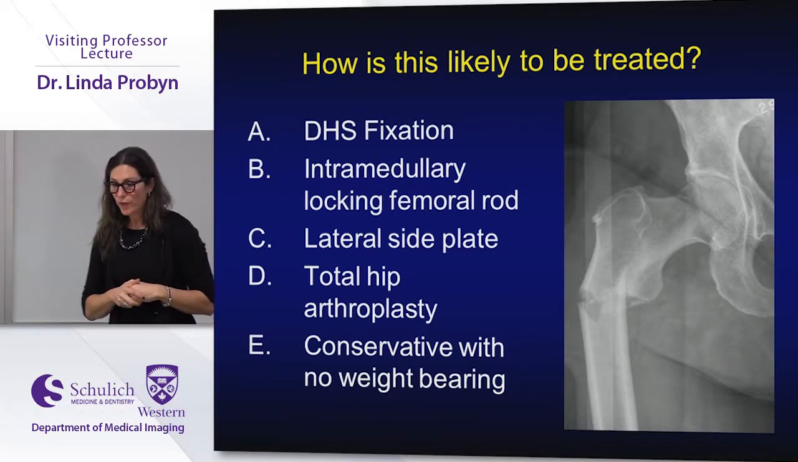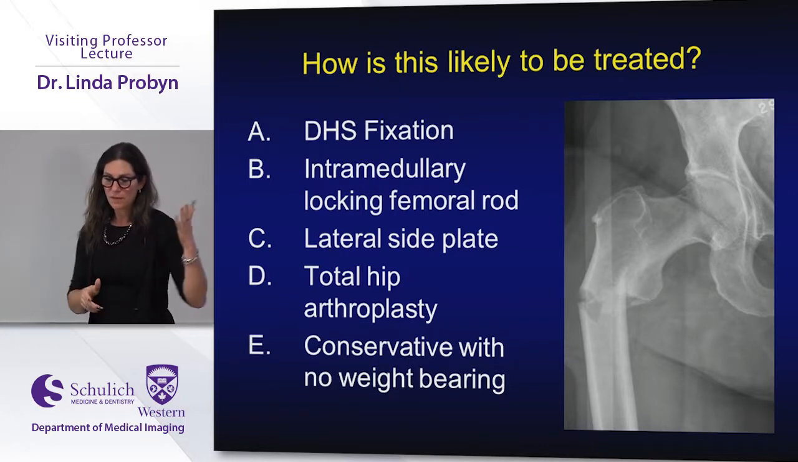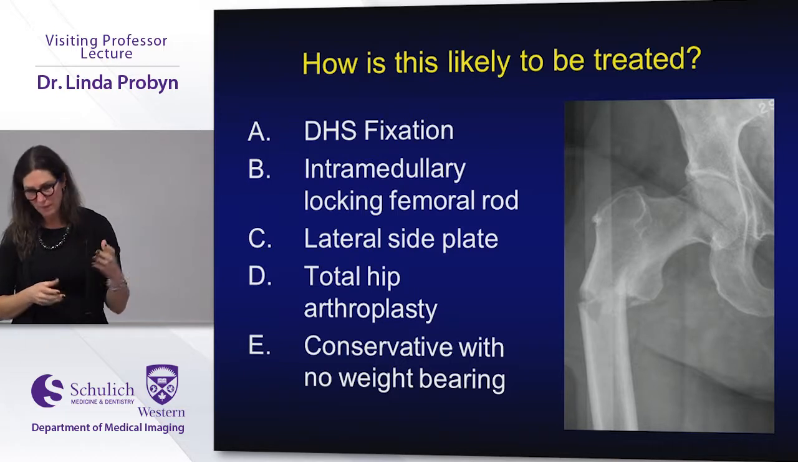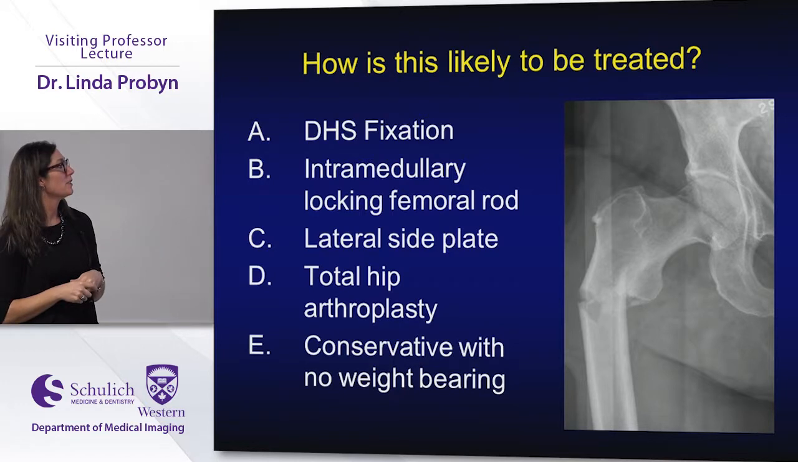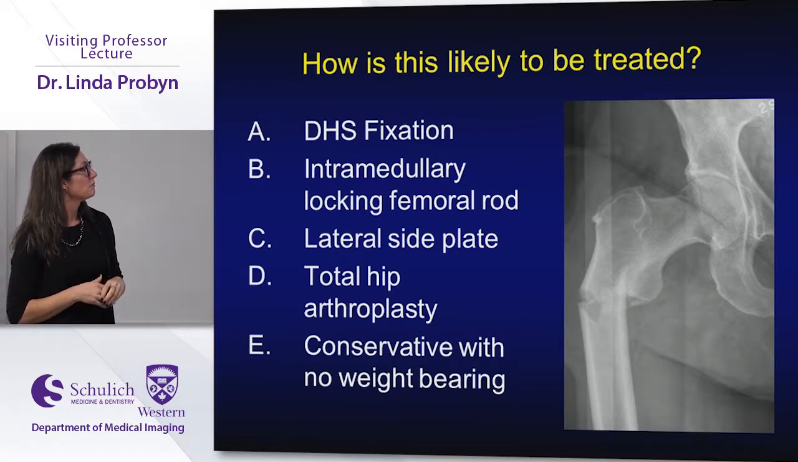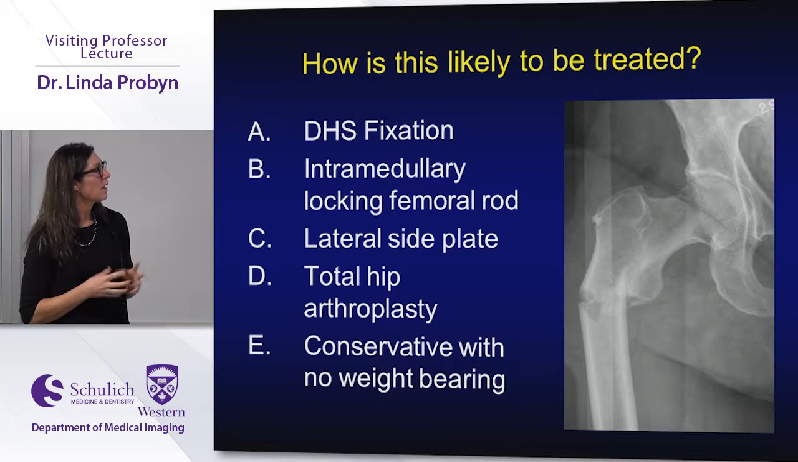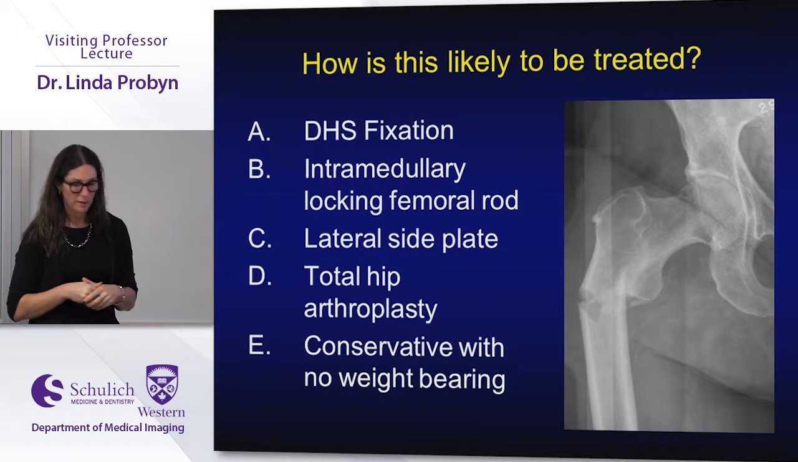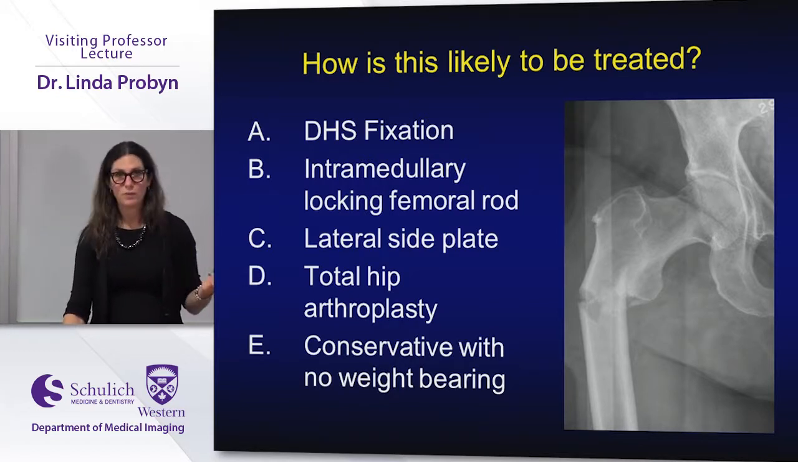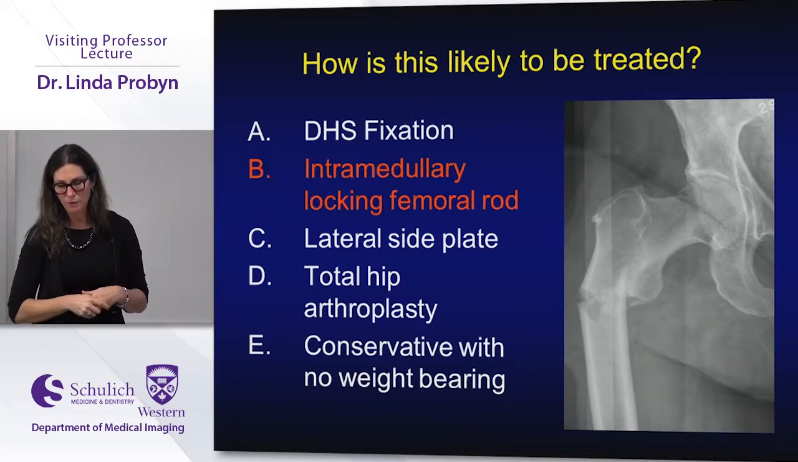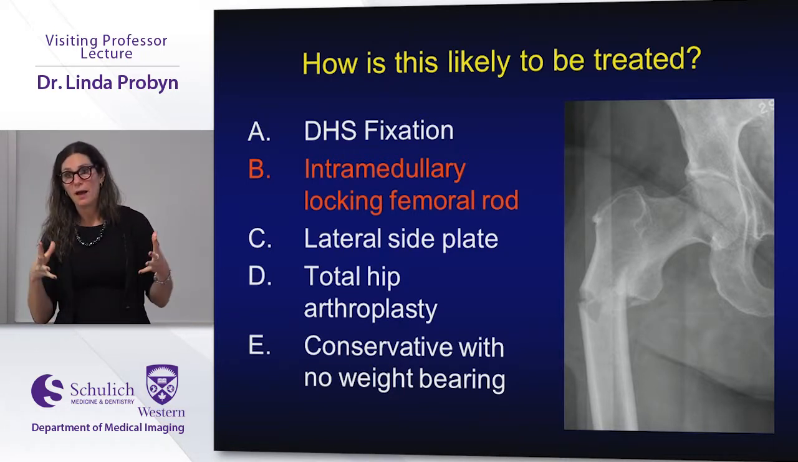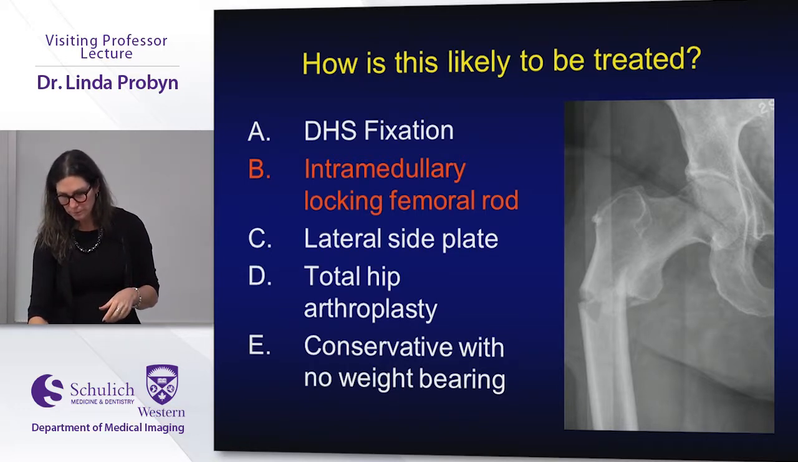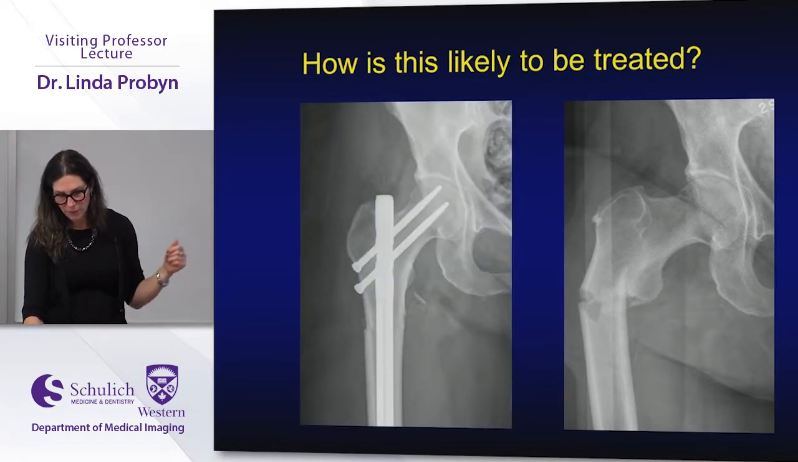Okay, so we're going to revisit the case I showed you, and the second question I asked you at the beginning: how is this fracture likely to be treated? DHS fixation, intramedullary locking femoral rod, a lateral side plate, total hip arthroplasty, or conservative with no weight bearing. Based on the research that we did, this would likely do best with an intramedullary locking femoral rod, which has the least likely rate of complication. And there it is, that's how this one was treated.